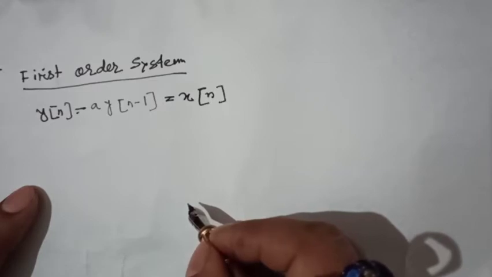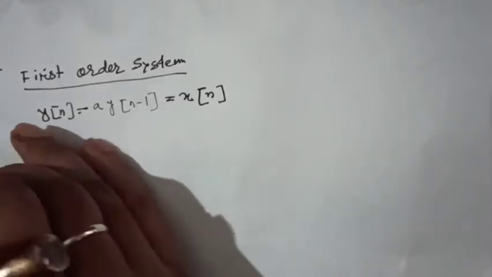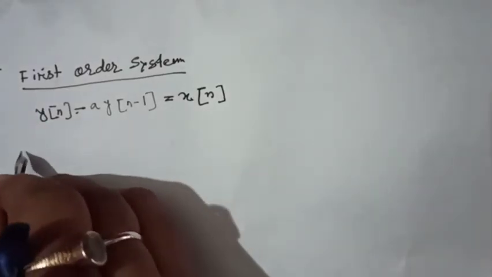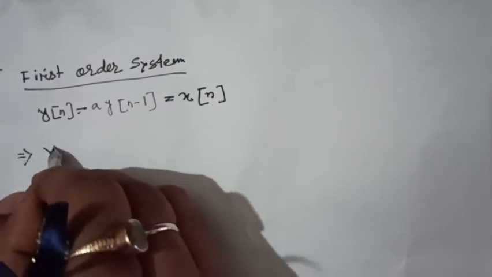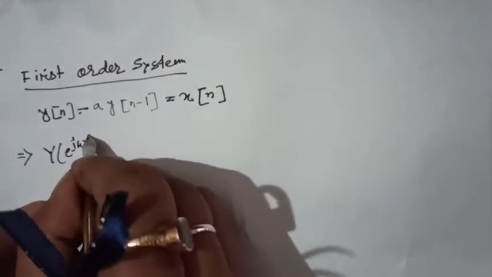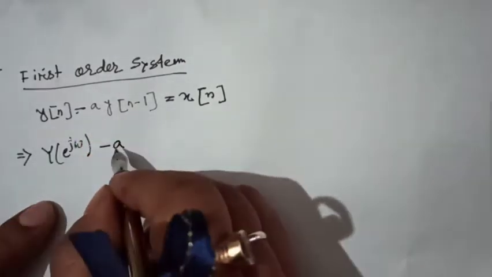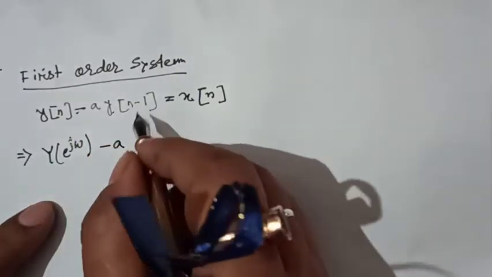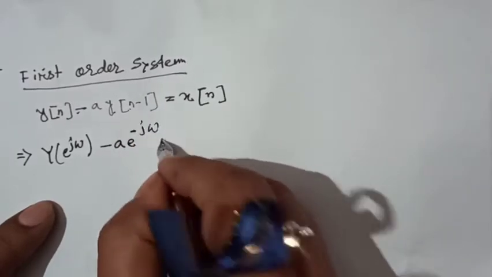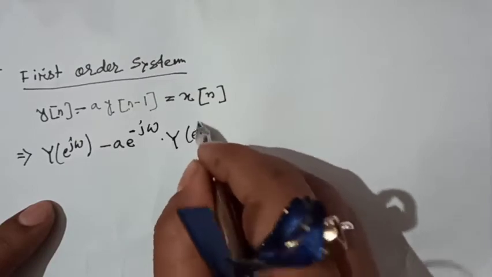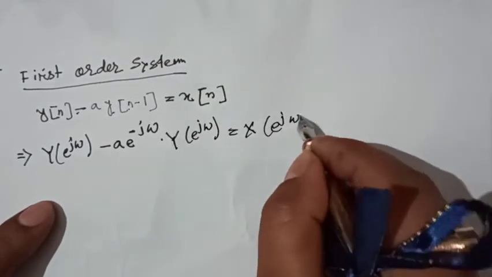Now if we take the DTFT on both sides of this equation, what will we get? Directly, just take the DTFT of this equation on both sides. It will be Y of e to the power j omega, then minus a, which is an arbitrary constant, will remain there. For y of n minus 1, according to the shifting property, it will be e to the power minus j omega into Y of e to the power j omega, equal to X of e to the power j omega.